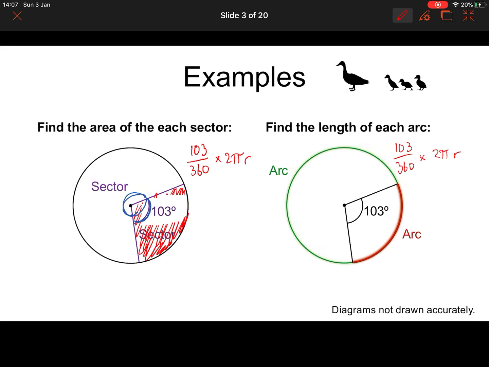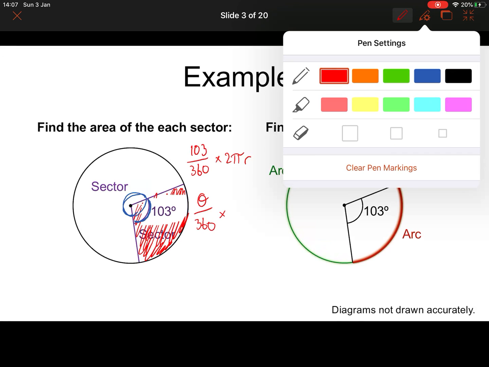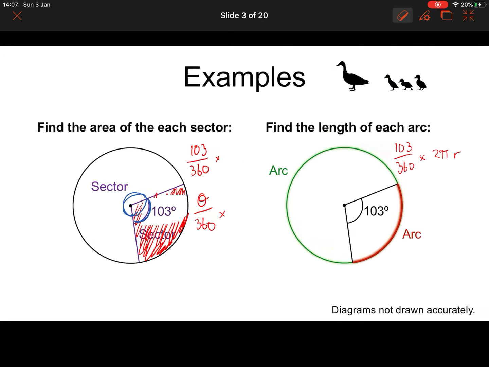We can speak more generally now about what the formula is. The arc length, the sector area is the angle of the sector divided by 360. Oh, what a fool. Didn't even notice my own mistake. That should be pi r squared.